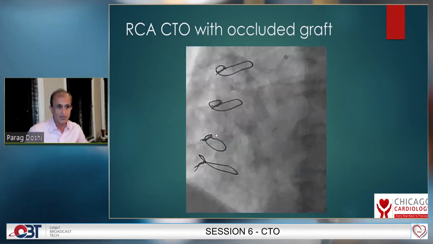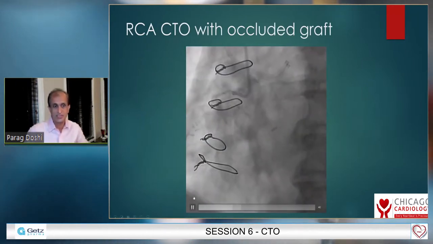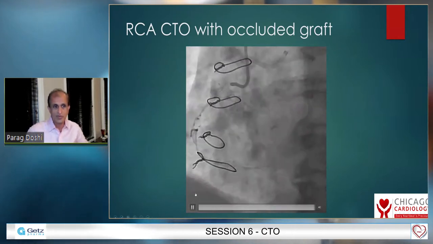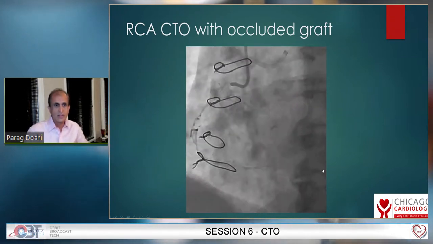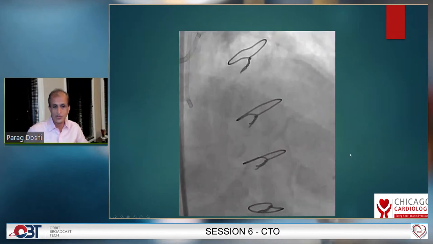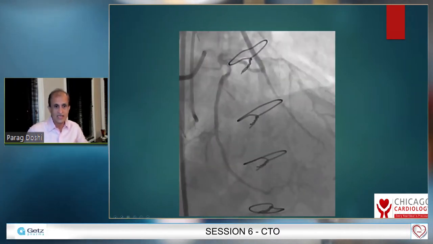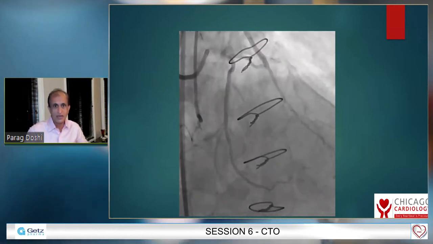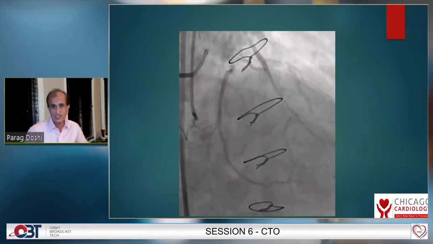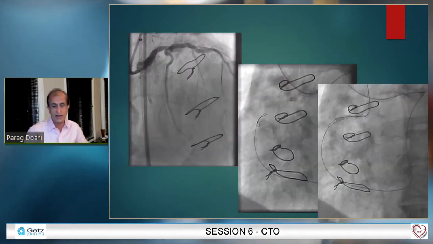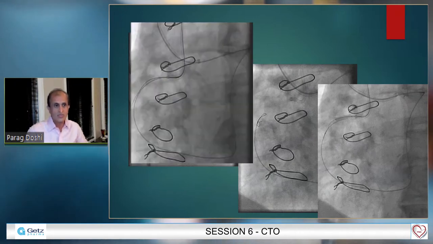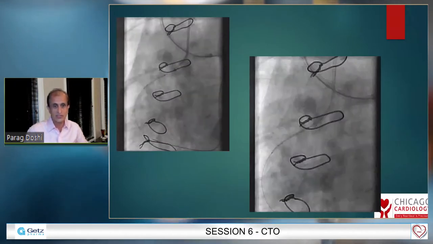This is an example of a case. This is from my beginning days. This was a right coronary artery CTO. It was pretty clear to me that I was going to go retrograde. This is a retrograde picture. There was reasonable collateral. This is an example of how we proceeded. We were able to do reverse CART and get the wire externalized. And now I'm stenting, and I'm thinking the case is over.